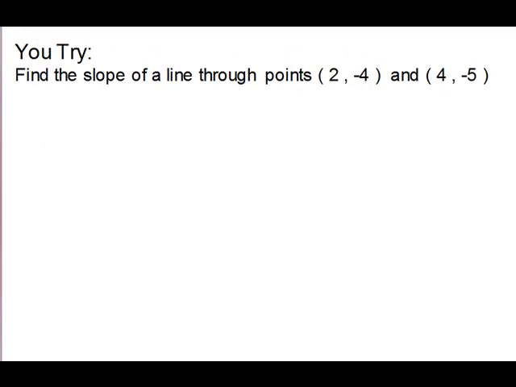Here's a problem for you to try. You might pause the video a moment and work it out before you watch. Find the slope of a line through points 2, -4, and 4, -5. So first I would label the points. Remember, each point gets an x and a y. So this will be x1, y1, and x2, y2.